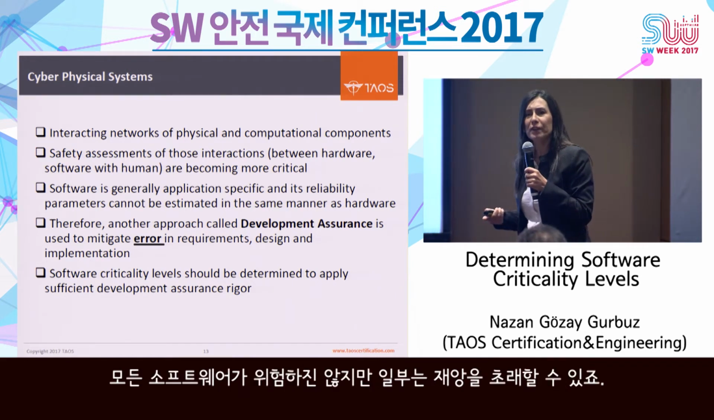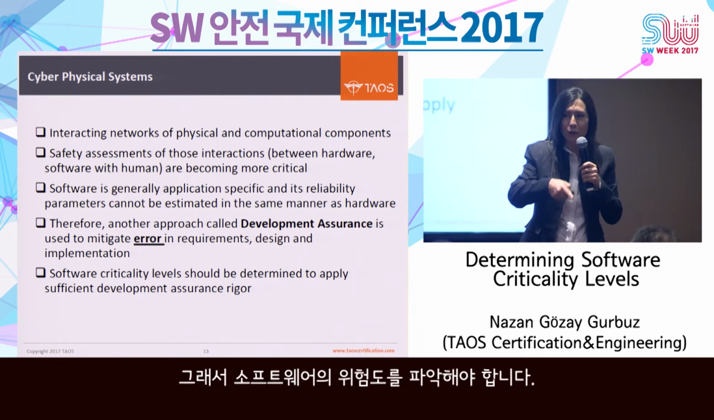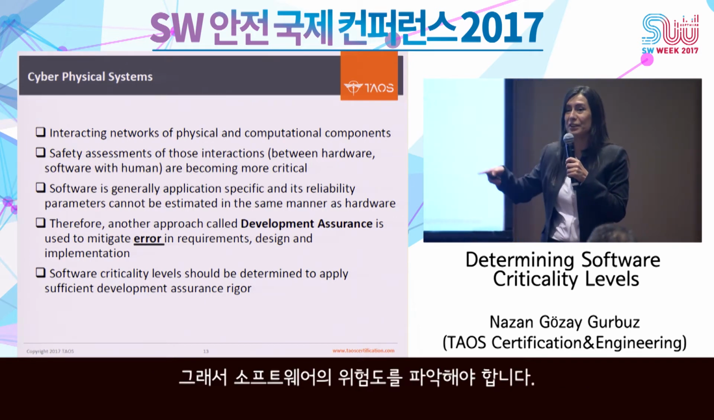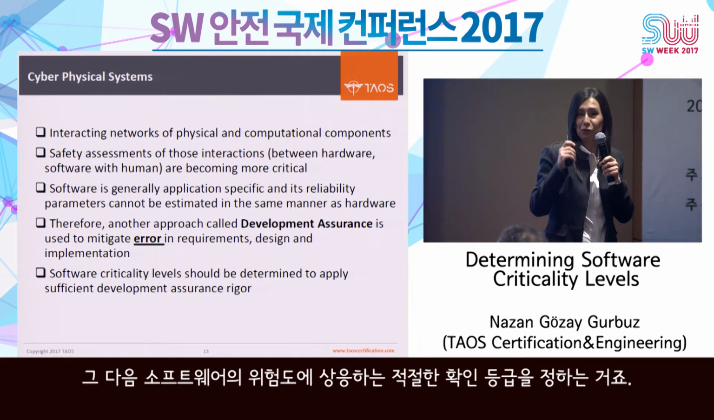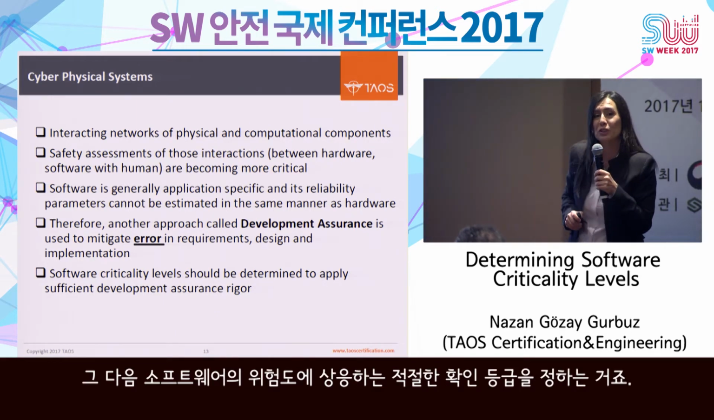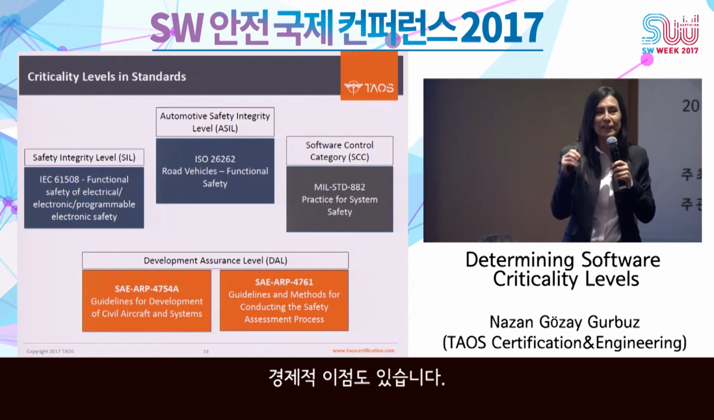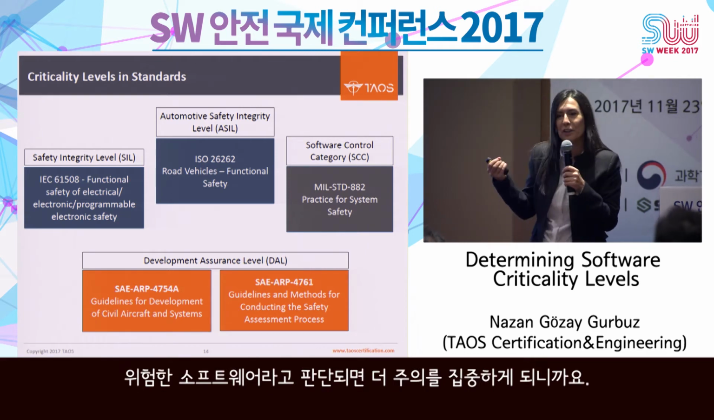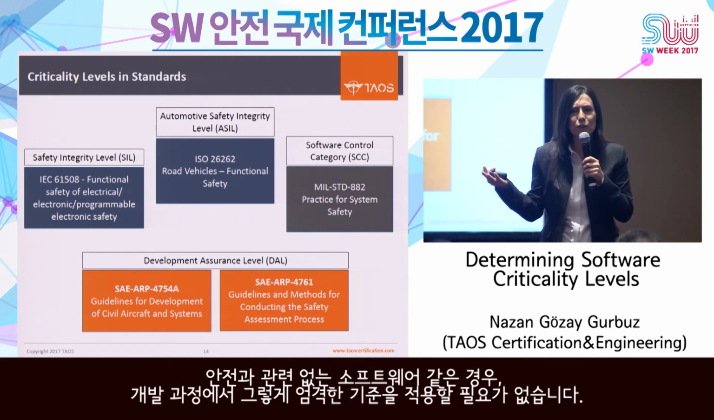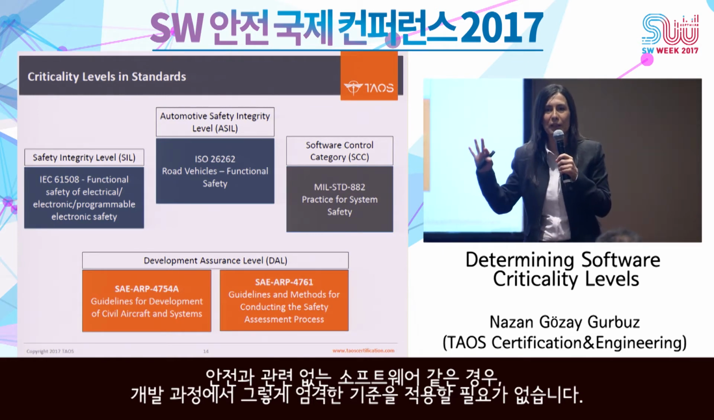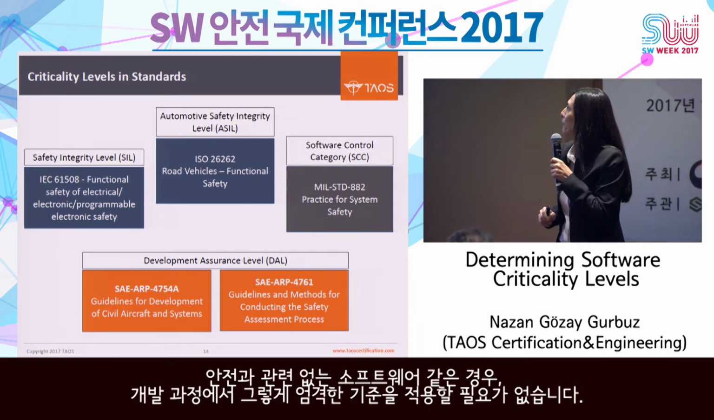Not every software is critical, but some software is catastrophic. So first, we need to identify the criticality levels and then apply sufficient development assurance rigor to develop our critical software. Also, it is cost effective. If we identify which software is critical, we pay more attention. Some software has no safety effect. We don't need to apply that rigorous process to develop that kind of software.